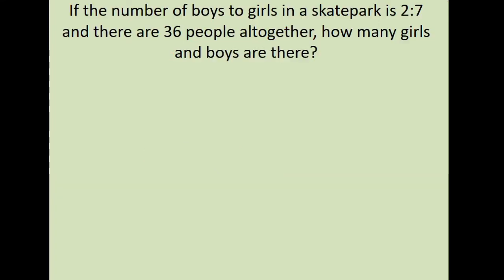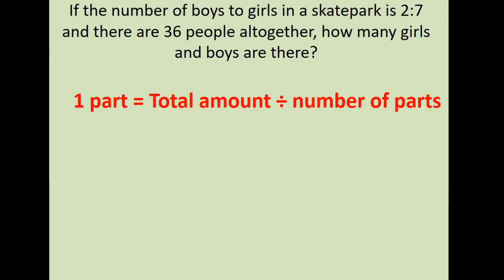Next step, work out the value of one individual part. So that is the value of 1 bar. And the way we do this is to find the total amount of people, which is 36, and divide it by the number of parts we calculated earlier. Copy this key equation down. If you understand how this works, try and work out the value of 1 part for this question.